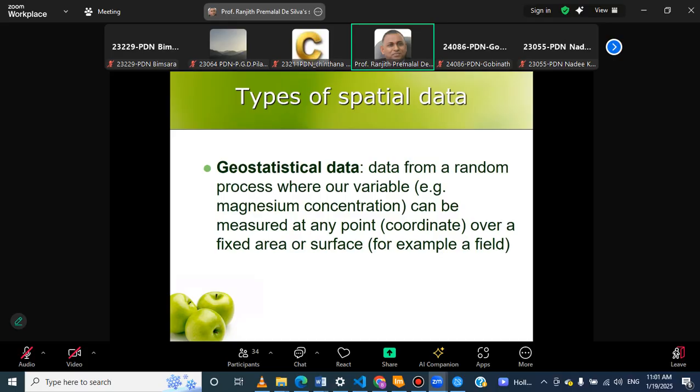So geostatistical data is data from a random process, and the randomness can be evaluated.